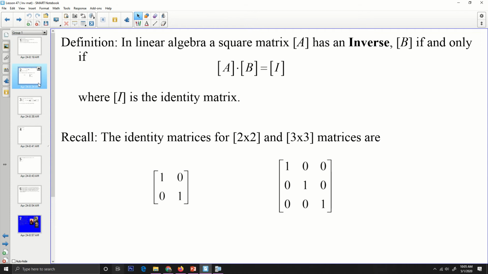But first, the definition. In linear algebra, a square matrix A has an inverse if and only if you take A and multiply it by its inverse B and you get the identity matrix. The identity matrices for 2 by 2 and 3 by 3 matrices are as follows. Basically, any identity matrix for a square matrix will be a 1 down the diagonal and zeros everywhere else. So 1 down that diagonal from the top left-hand side to the lower right-hand side is how you're going to have the identity matrix.